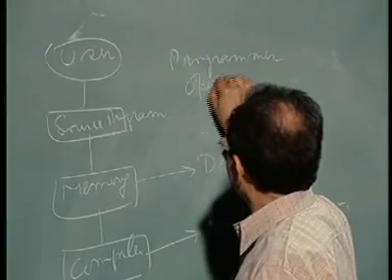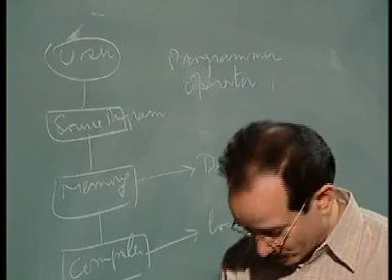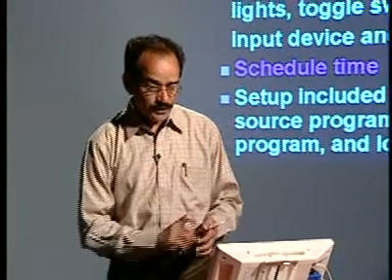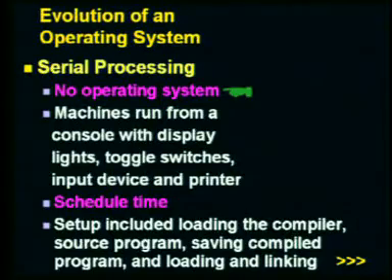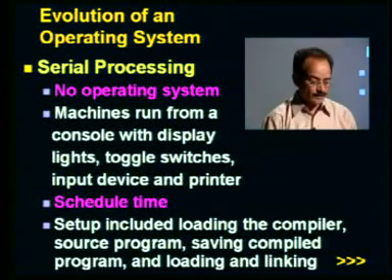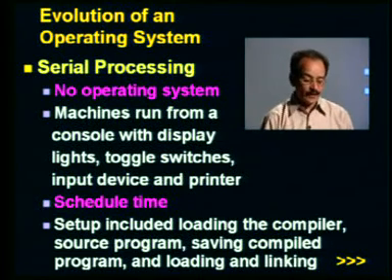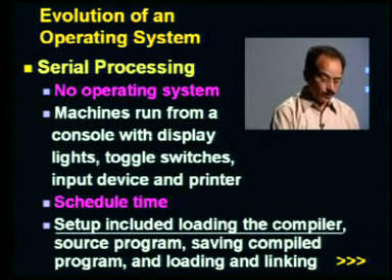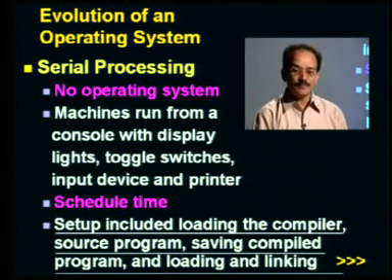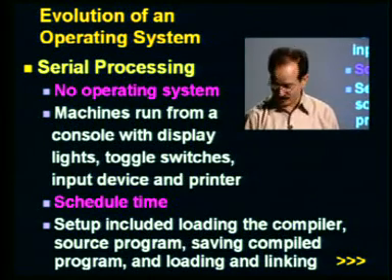or with the operators. So, this used to be the scenario initially, with very big systems, of course, with very little memory and very little processing power. That is why we say there was no operating system, and the machines ran from a console with display lights, toggle switches, an input device and printers. Now, what sort of setup do we have to have? We have to load the compiler, we have to load the source program, we have to save the compiled program, and do loading and linking, meaning everything has to be done by the user himself.